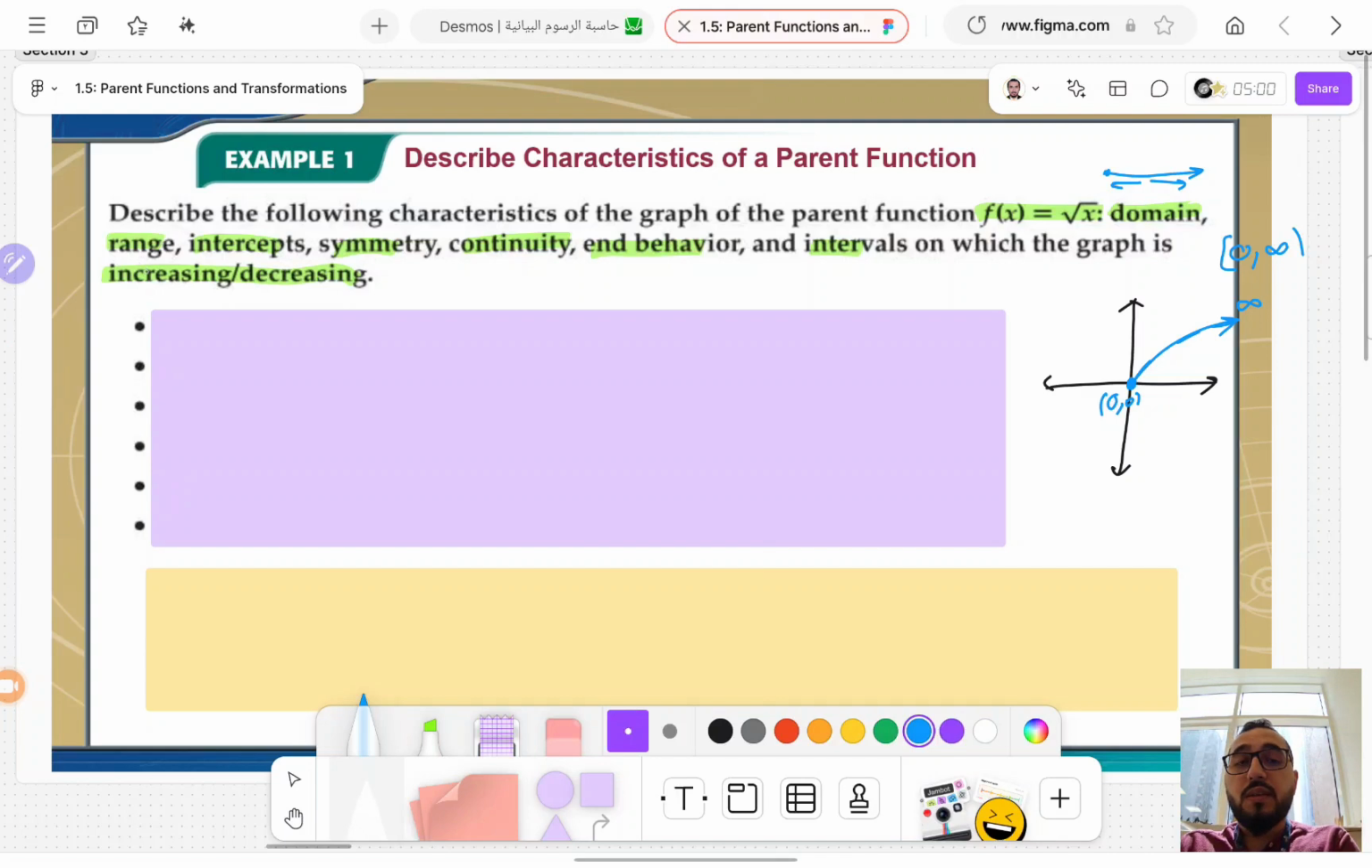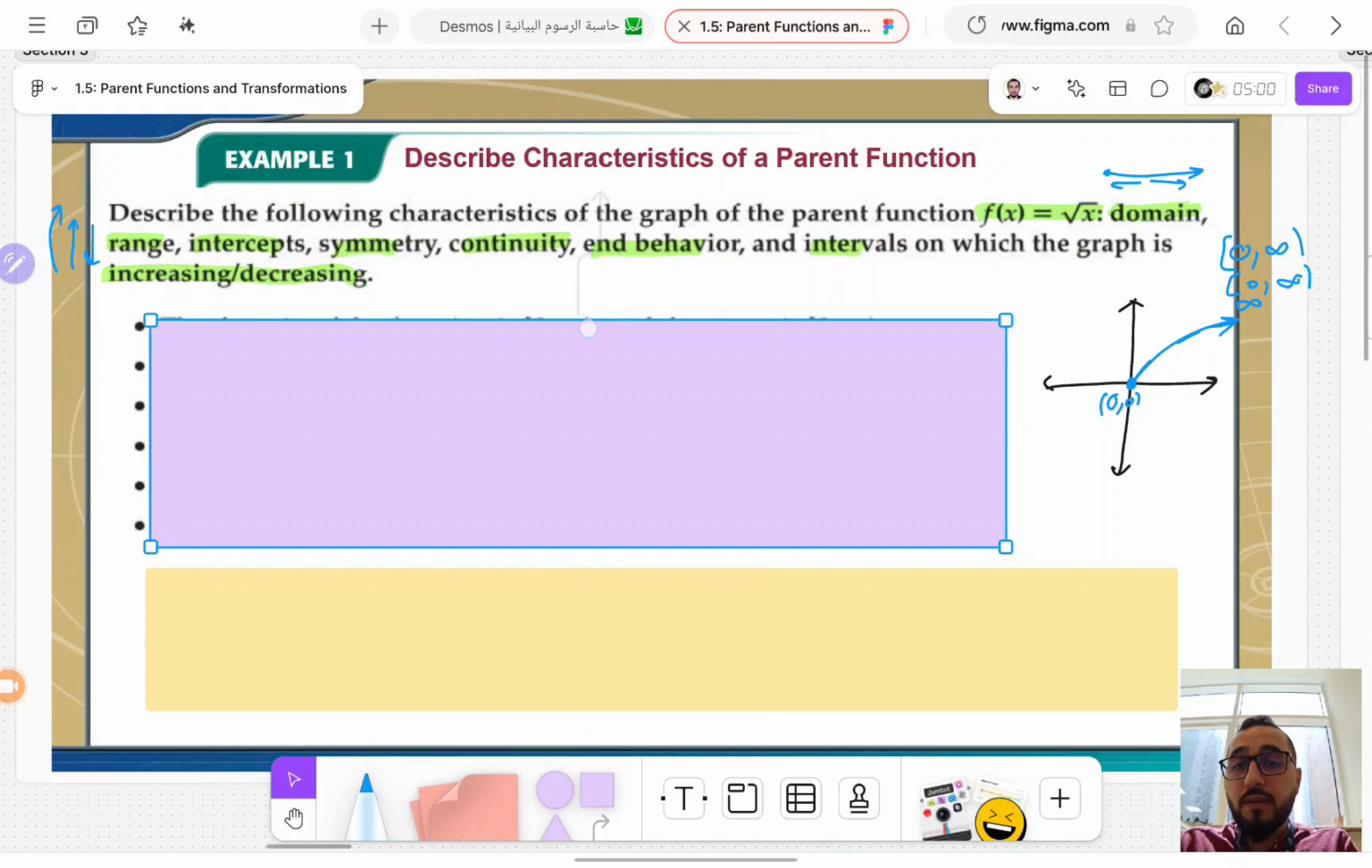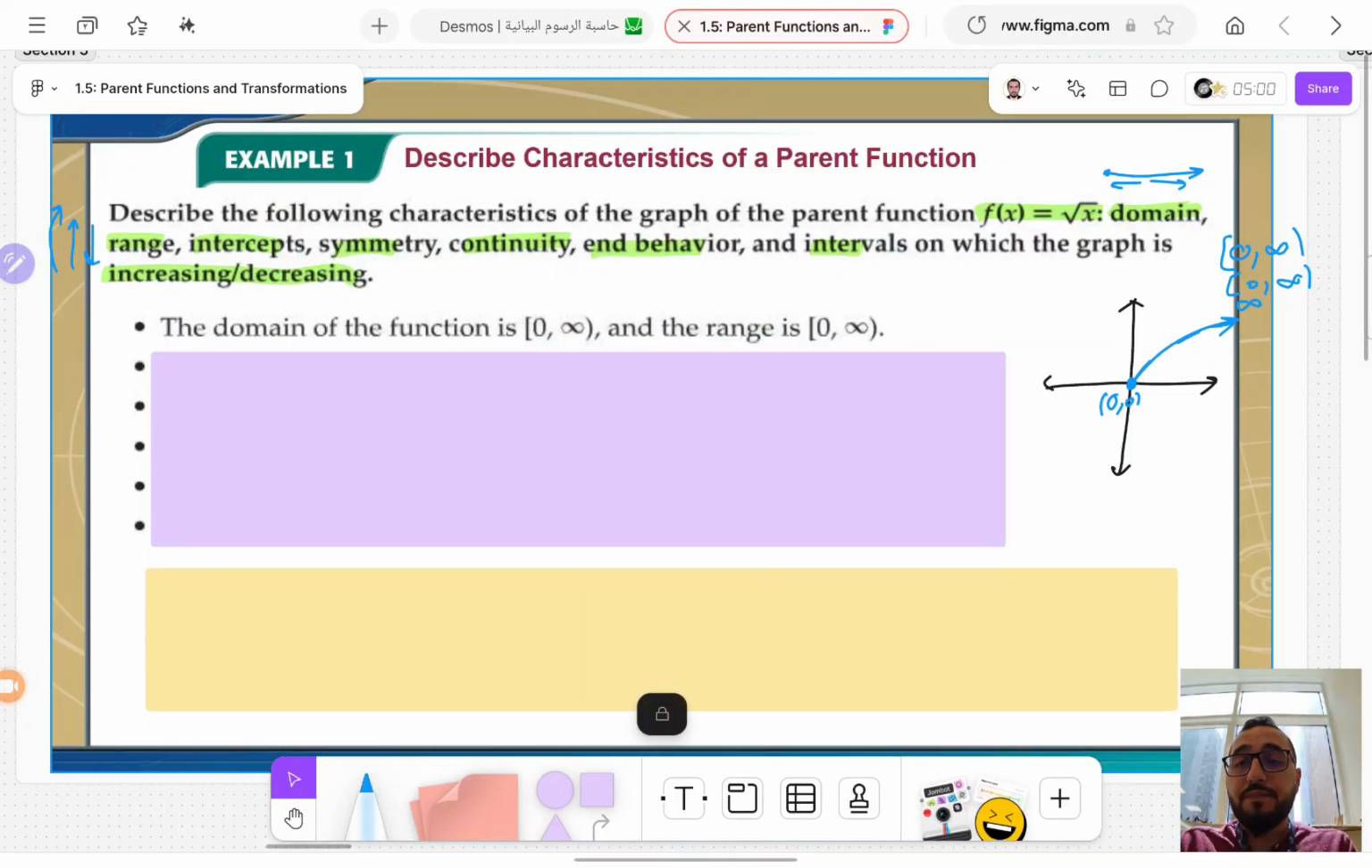The range starts from down to up. So down, it's 0, and it goes up to positive infinity. So from 0 to positive infinity. So the domain and the range are the same. Okay, let's check our answer. So the domain and range are the same.